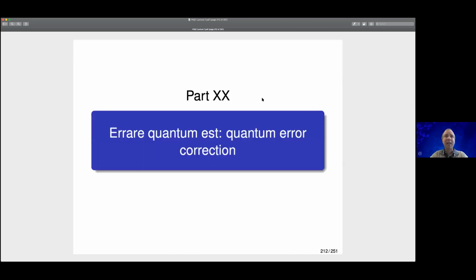But now I want to move to a different topic, which has been implied in all that we have been doing so far without being mentioned explicitly, which is the problem of noise, the problem of errors, and how to try to correct them in order to obtain fault-tolerant quantum computing. Quantum computers and quantum algorithms that are not affected by noise, that are not affected by errors in the gates and other problems, errors in measurements and things like that, okay?